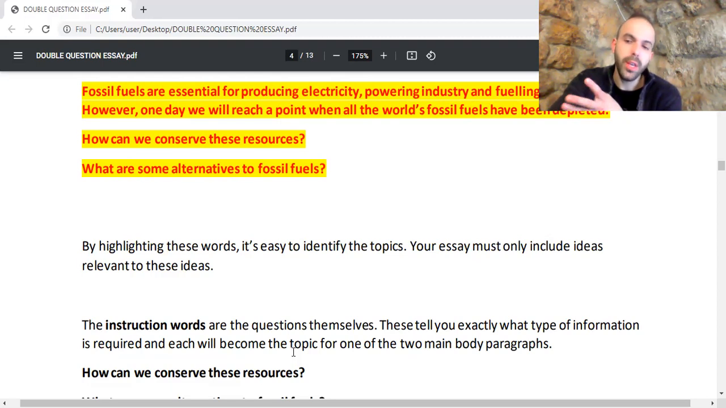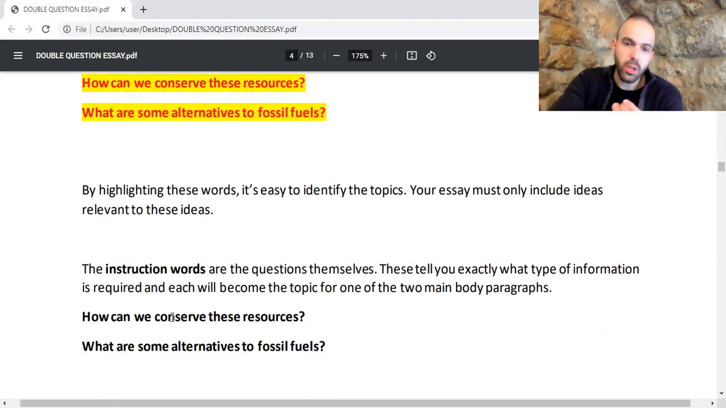Your essay must only include ideas relevant to these ideas. So the instruction words are the questions themselves. These tell you exactly what type of information is required, and each will become the topic for one of the two main body paragraphs.